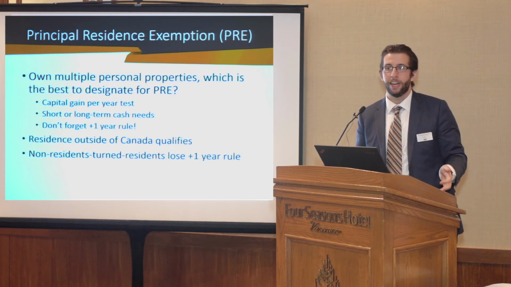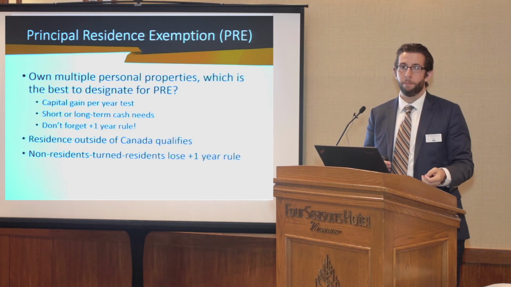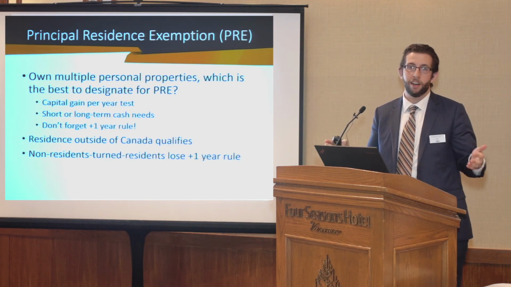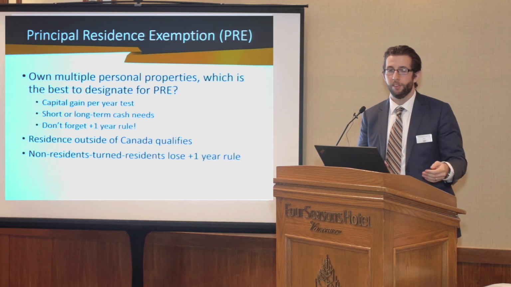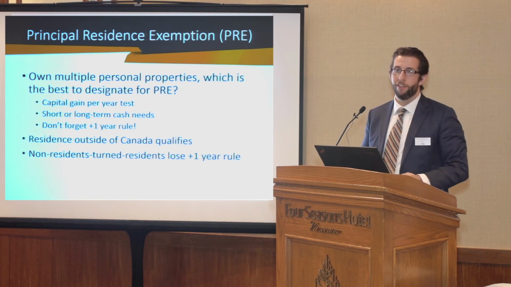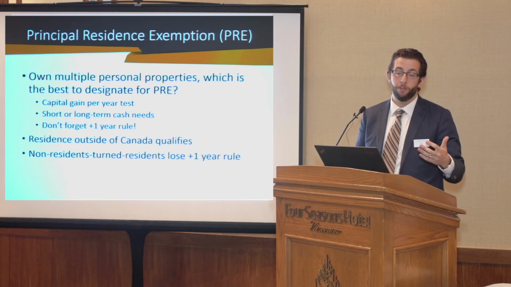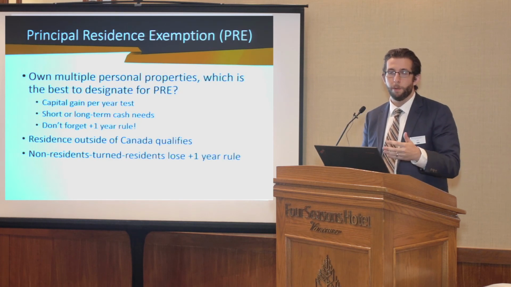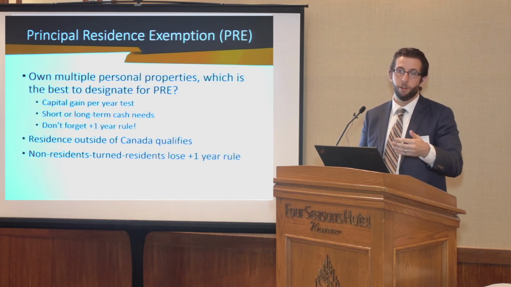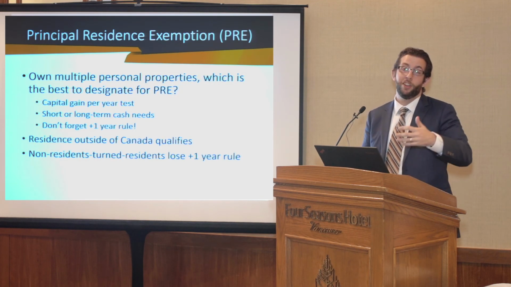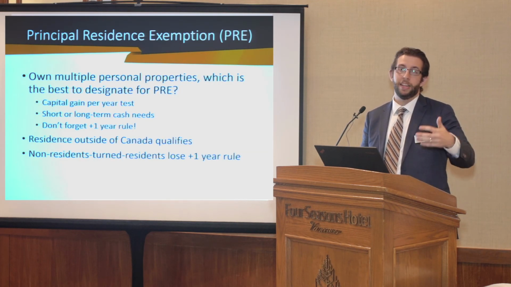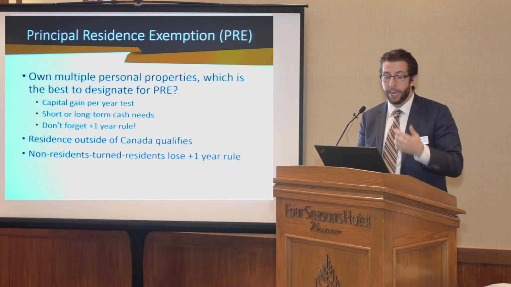So from a strictly financial point of view, you want to look at the capital gain per year test. If you have a property with $100,000 latent capital gain and you've owned it for 10 years, and you have another property also with $100,000 capital gain, but you've owned it only for 5, your principal residence exemption is best served to go on that property with the $20,000 per year instead of the $10,000, as then you can use the other 5 years on that other property and come out a little bit ahead.